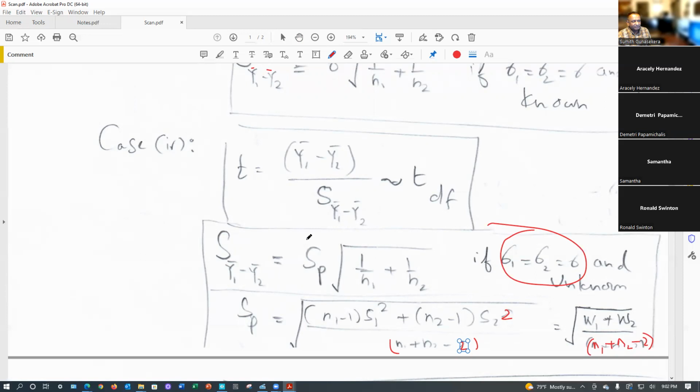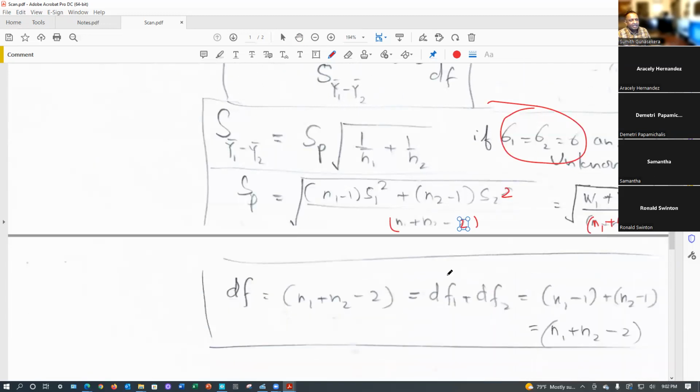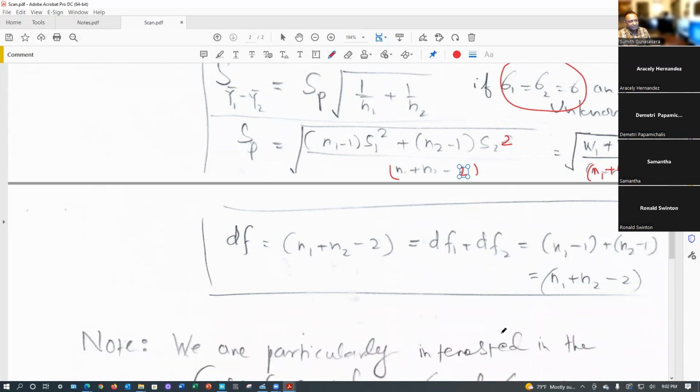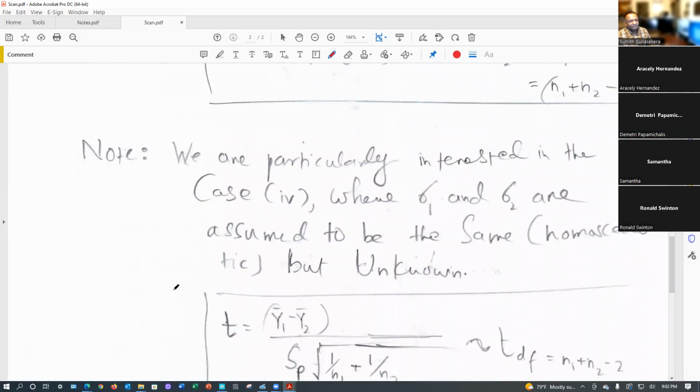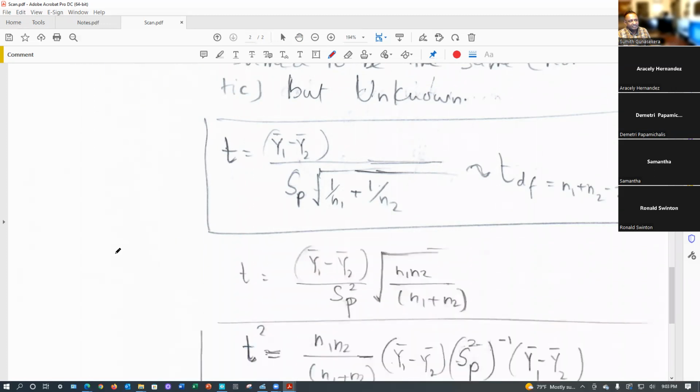Standard deviation is composed with this part and this part. This part is nothing but the pooled standard deviation. See, the pooled part you can take and plug in over here and get this one and plug in here like that. And the degrees of freedom would be nothing but the degrees of freedom of the first group plus the degrees of freedom of the second group. Each group has n1 minus 1 plus the other one n2 minus 1. That's how you got this one. We are particularly interested in case 4 where sigma 1 and sigma 2 are assumed to be the same, homoscedastic, but unknown.